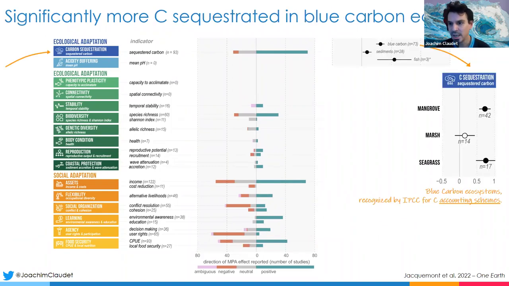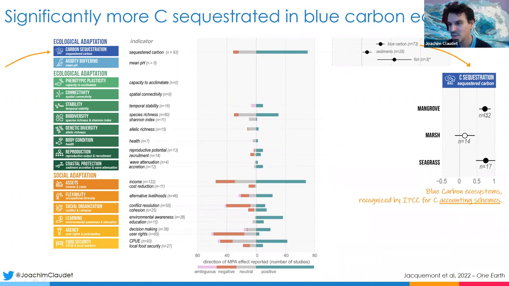Then let's start to dig into the meta-analysis. I have put some arrows here to guide you towards the pathways we will be looking at. So now we are looking at the ecological carbon sequestration pathway, and these are the results of the meta-analysis. First, when we look at blue carbon, blue carbon ecosystems are those recognized by the IPCC for carbon accounting schemes. So these are mangroves, salt marsh, and seagrass. We will come to the individual results, but what we can see is that on average, there is a positive effect of conservation on blue carbon ecosystems in their capacity to sequester carbon.